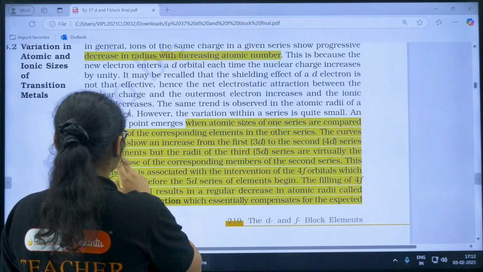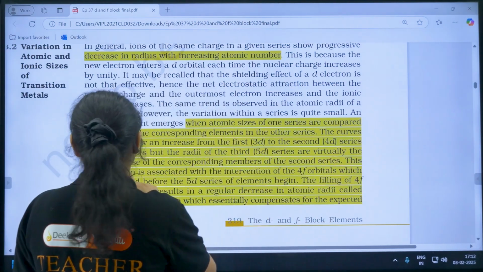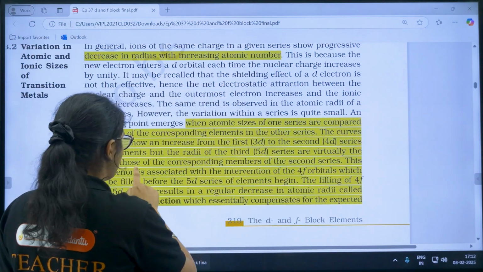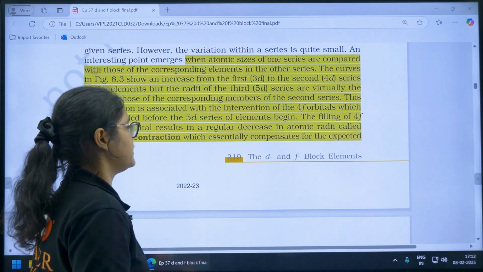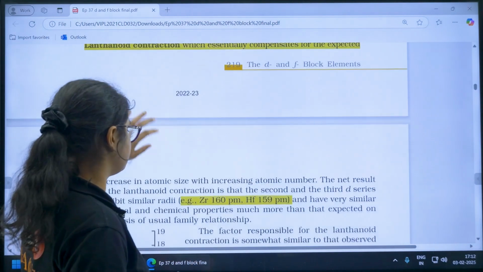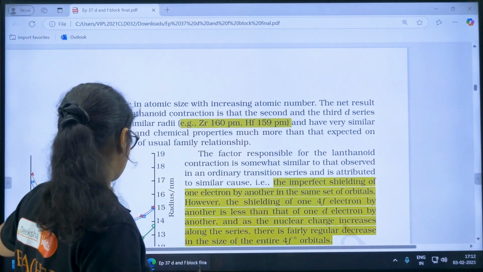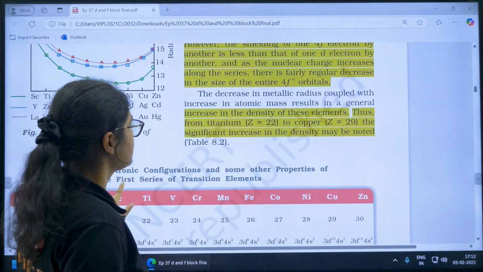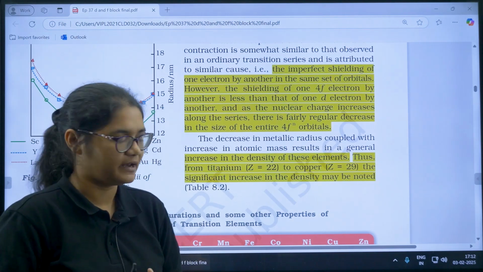The curve in figure 8.3 shows an increase from the first to the second series of the elements, but the radii of the third series are virtually the same as those of the corresponding members of the second series. This phenomenon is called lanthanide contraction, which happens due to the poor shielding effect of 4f orbitals. Example, zirconium and hafnium. You can see the graph here, 3d, 4d and 5d sizes are almost similar. This is because of imperfect shielding of the 4f electrons.